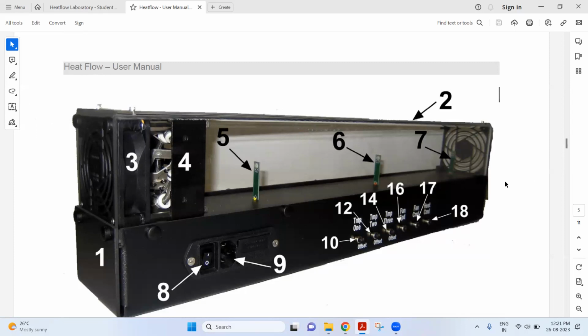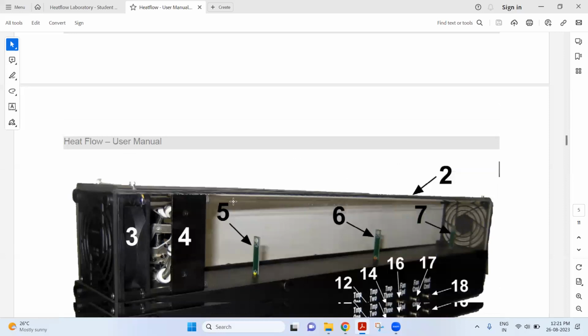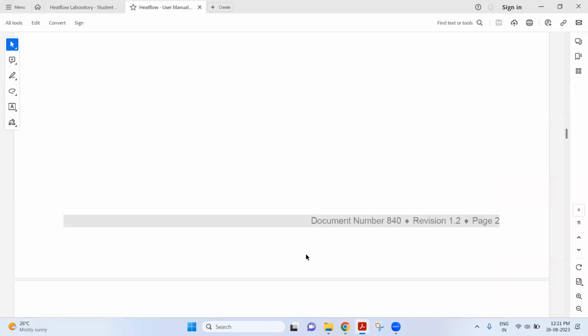Now, how many sensors do we have? We have three sensors here. See, this is temperature sensor 1, temperature sensor 2, temperature sensor 3. Three sensors. So temperature sensors, and then 8 and 9 is an on and off switch. Here you can see 8 and 9, off and on switch. Then power, all this cable. Now these 10, 11, 12, 13 are like input and output of the sensors.